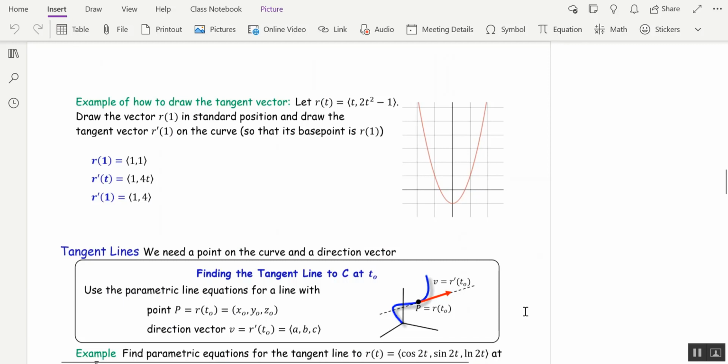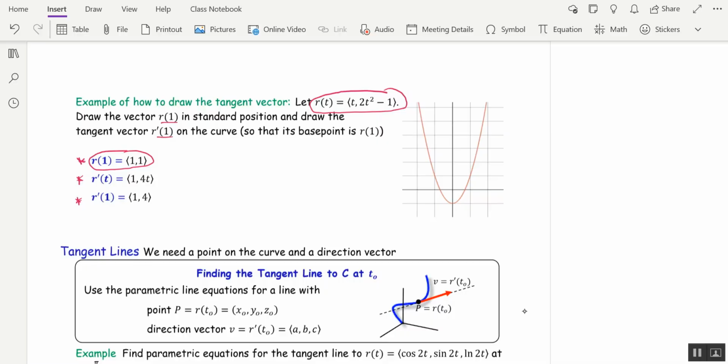So that's what this example is about here. Graph r of 1 in standard position and its derivative on the curve. So I've already found r of 1. This is the function up here, r of t. You can double check my arithmetic. I found r of 1, I found r prime of t and r prime of 1.